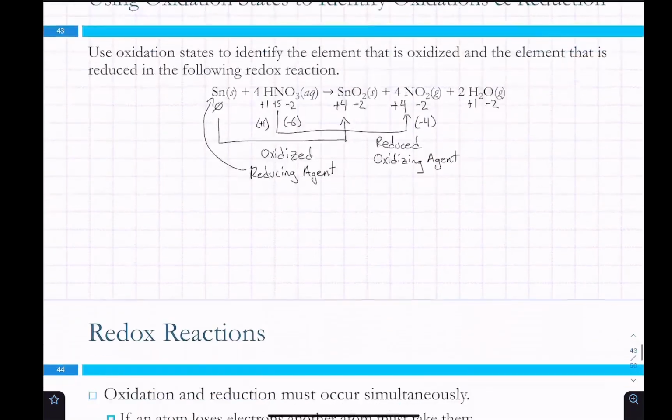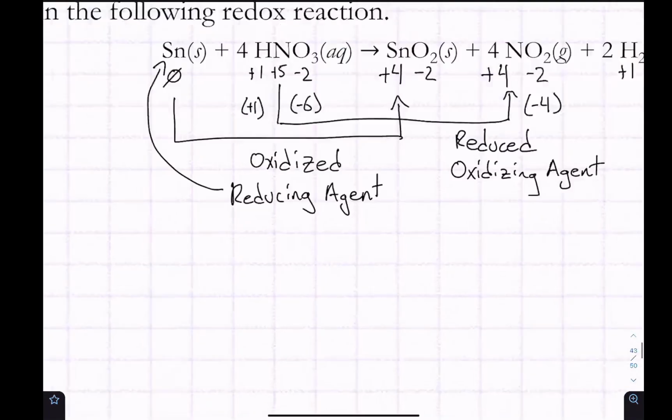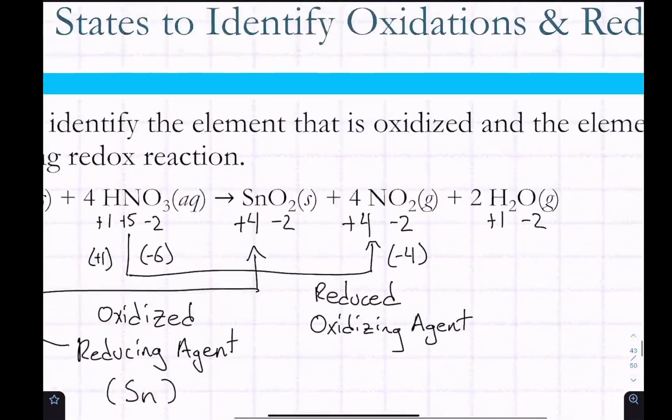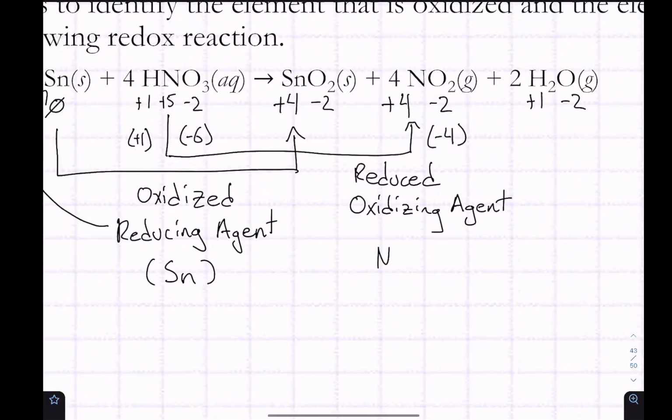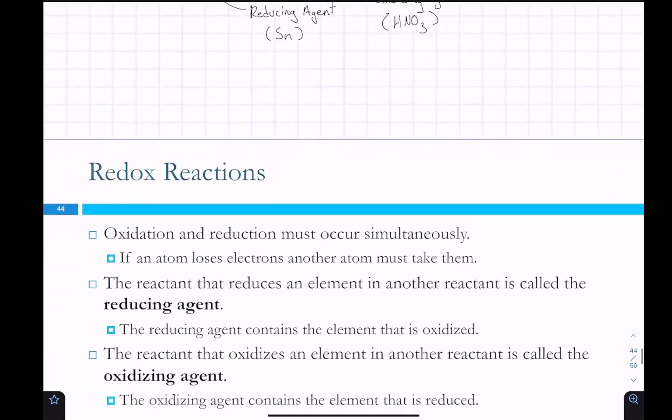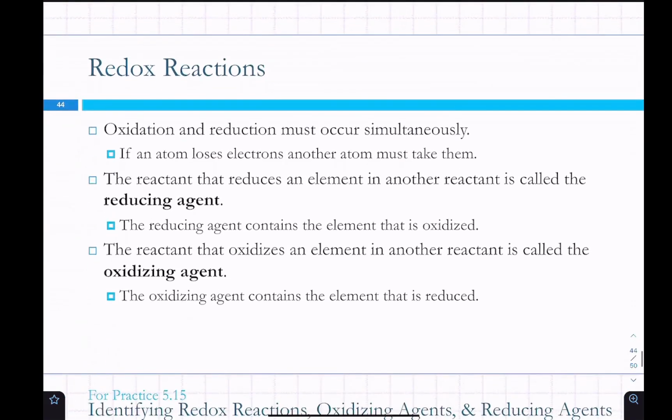Okay. Yeah, so let's do this even. The tin, just to make it abundantly clear, HNO3, whole thing is the oxidizing agent. Okay. So again, figure out what has been oxidized, what's being reduced. The other is then the oxidizing agent or reducing agent.